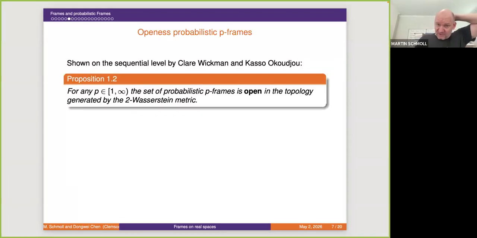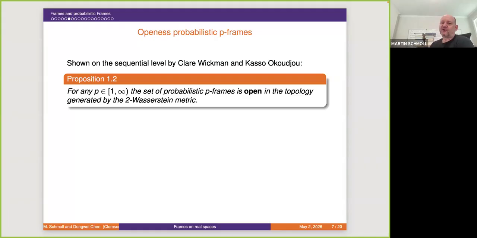So one thing that was important for me to observe is that for any p, the set of probabilistic frames is open in the topology generated by the p-Wasserstein metric. It's a typo. It should be p-Wasserstein metric.